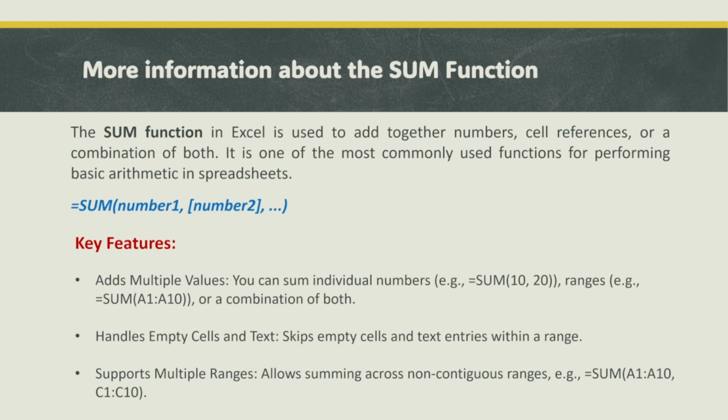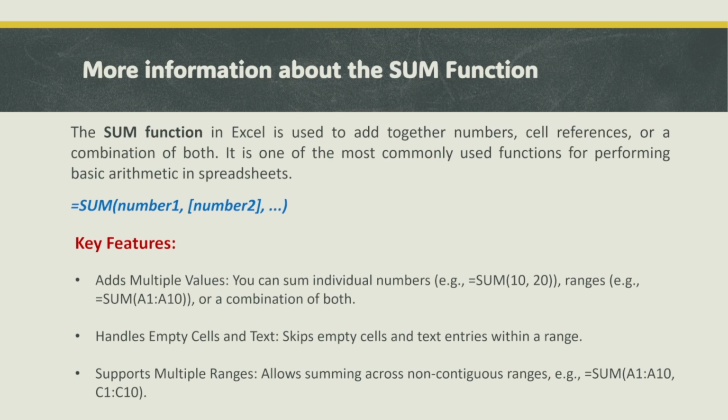The key feature of the sum function is that it can add multiple values. You can sum individual numbers, that is, you can pick numbers in cells instead of using a range, or you can even sum using a range, or even the combination of both. The sum function handles empty cells and text, but it will skip these things. So even if you make a selection of your range and it includes empty cells or even text, it will skip and just move on and still go ahead with its calculation.